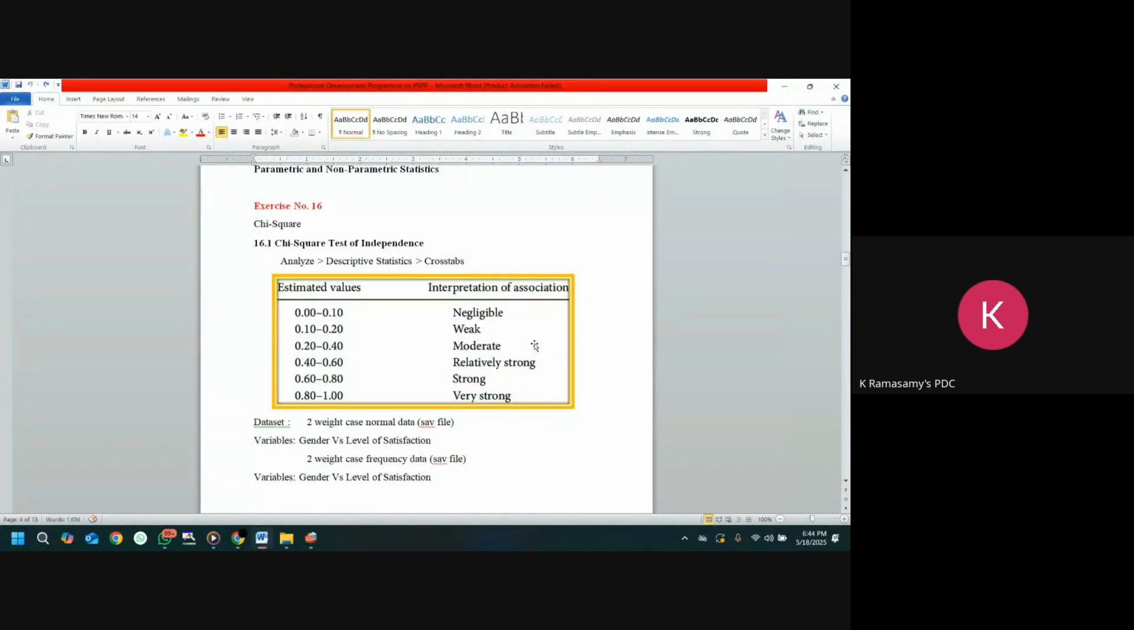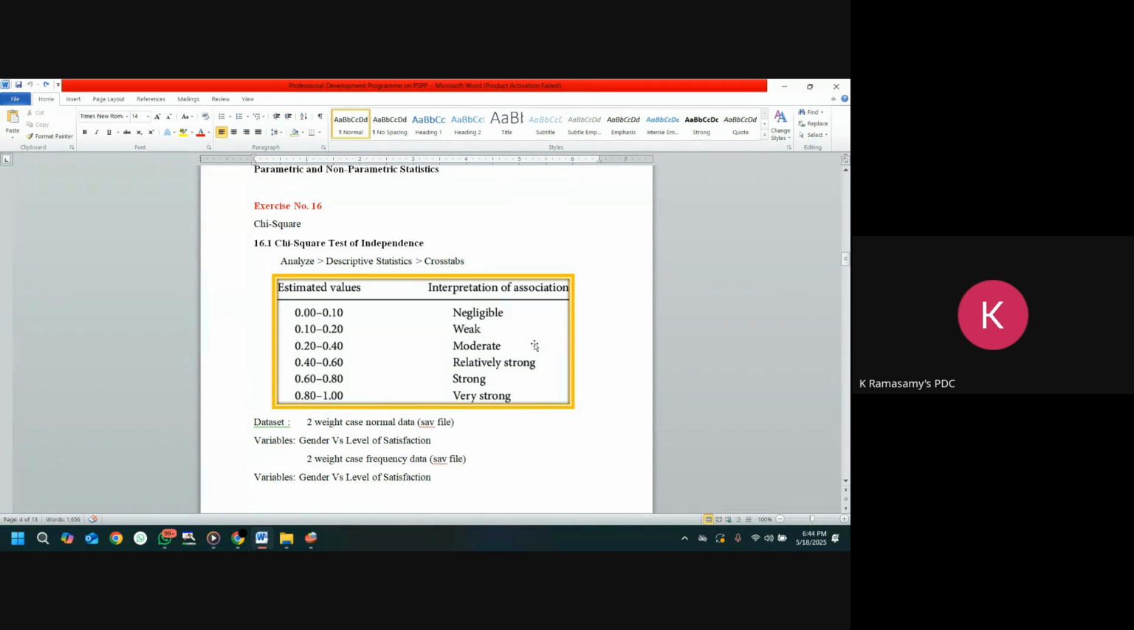For example, there is a variable called gender, male, female. These are nominal data. There's another variable: would you like to watch movies after 12 o'clock in the night? Yes or no. This is another variable, a nominal variable. So nominal variable versus nominal variable, you frame a hypothesis. There is no significant association between gender of the respondents and whether they watch movies after 12 o'clock in the midnight. This is called a hypothesis. This is a non-parametric test.